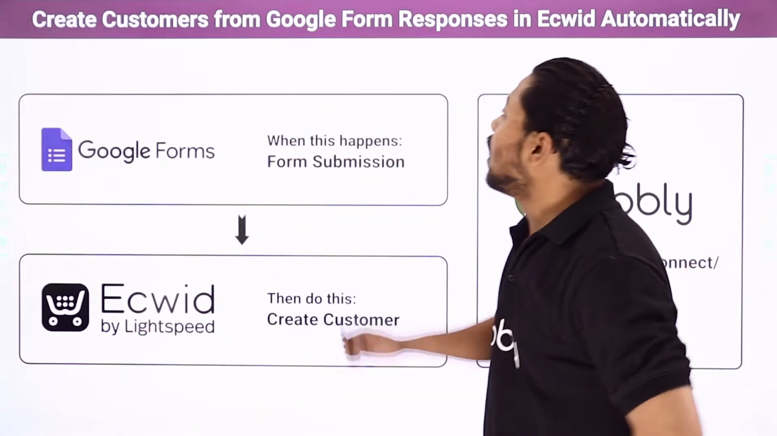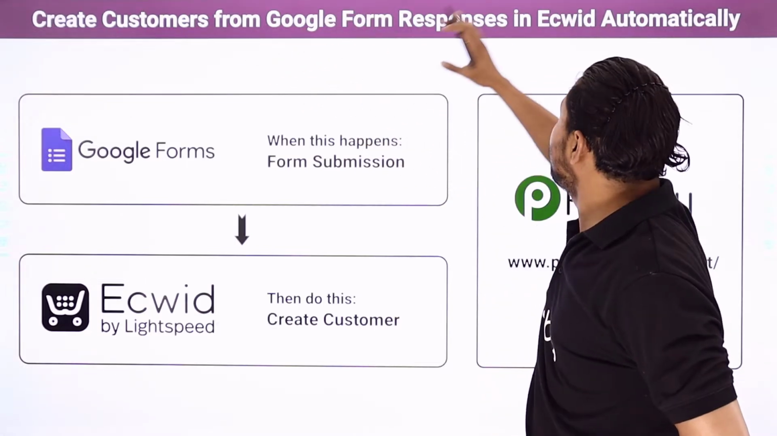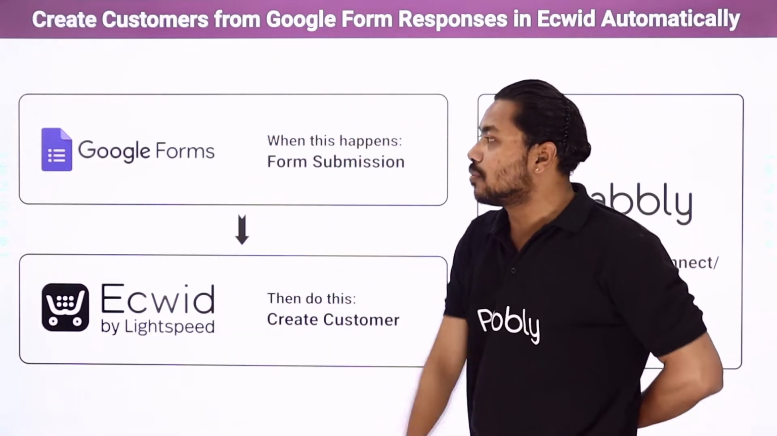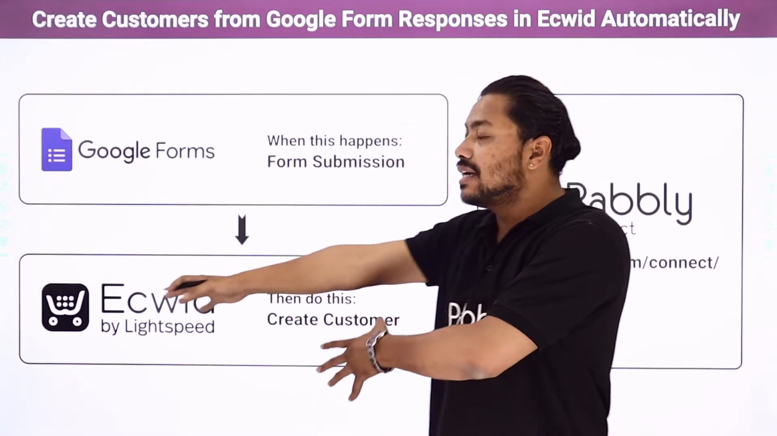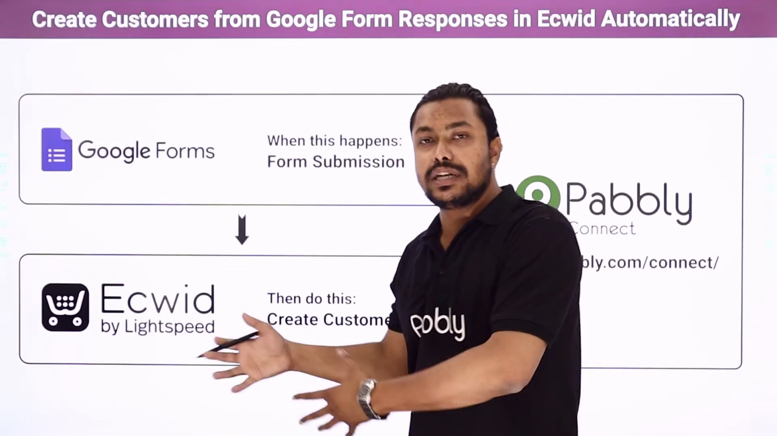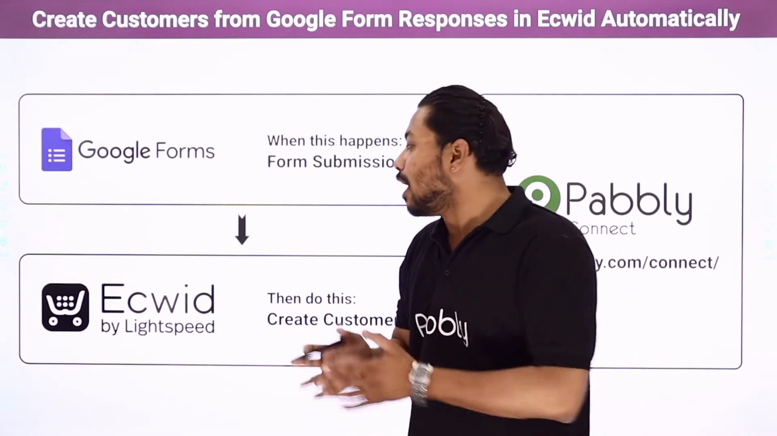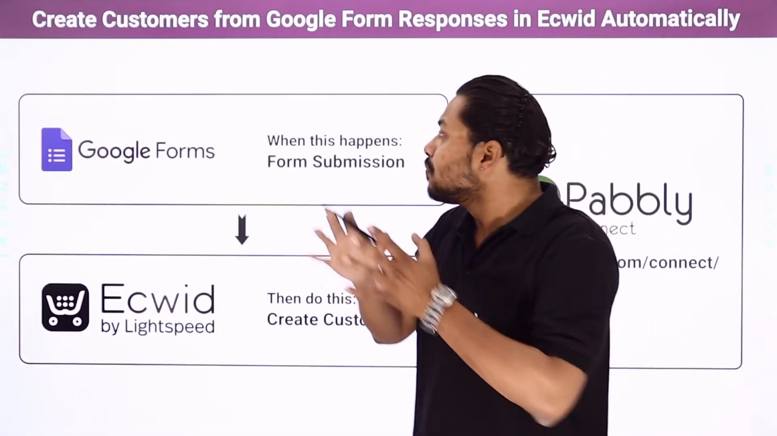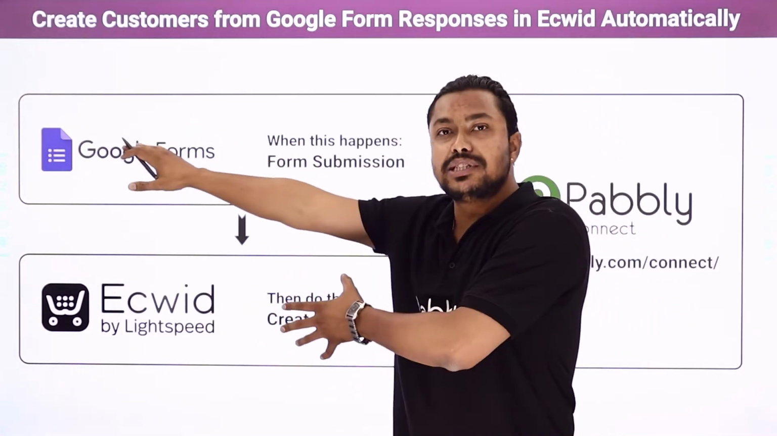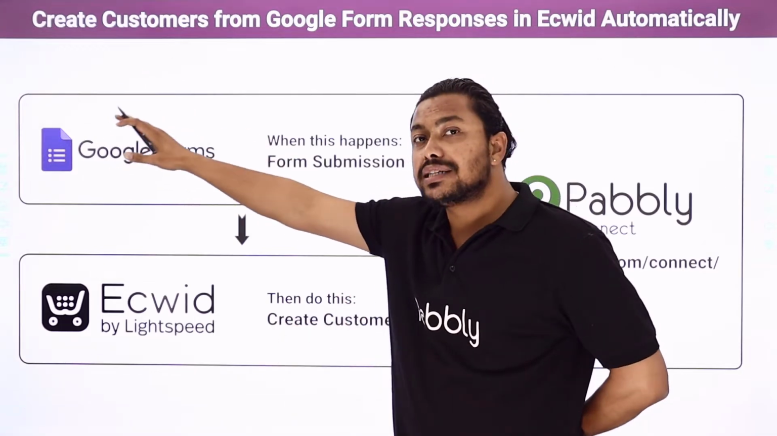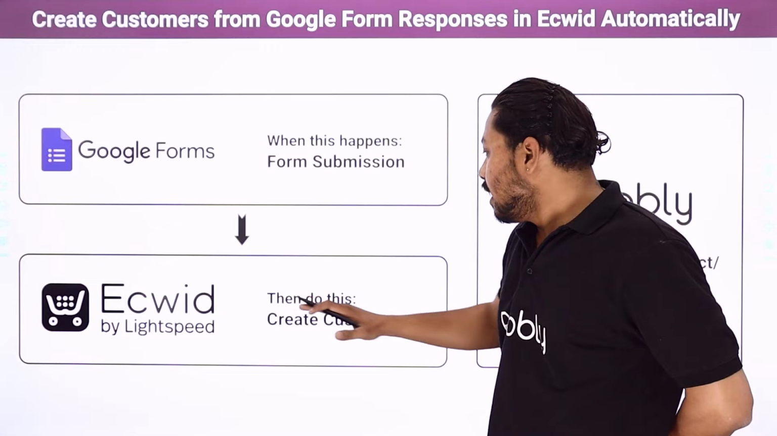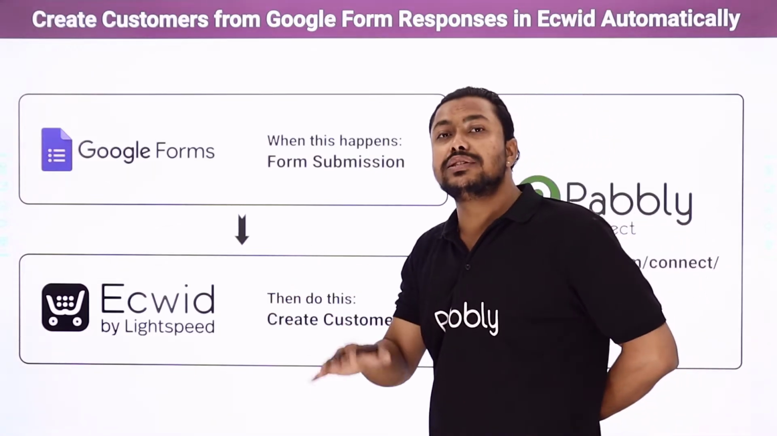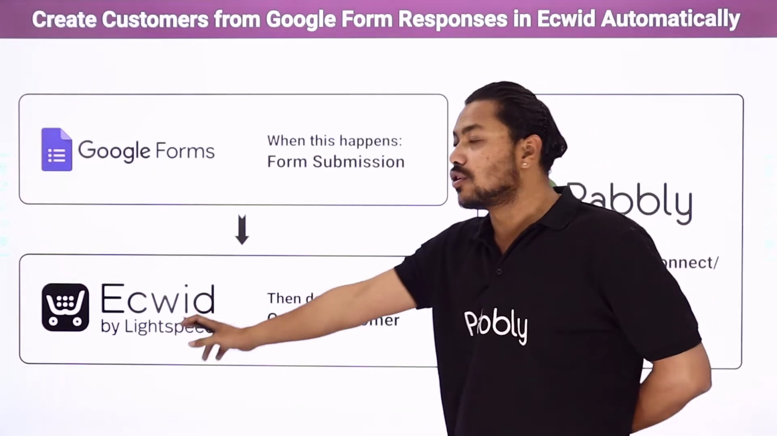So today I am going to tell you how you can create customers from Google Form responses in EasyVid automatically. Now Google Forms is an online form building application and EasyVid is a platform where people are using it to build several e-commerce stores. Now what is happening? Whenever we are having a form submission in Google Forms, the details of the customer will automatically be sent to EasyVid, and there a new customer will be created automatically.